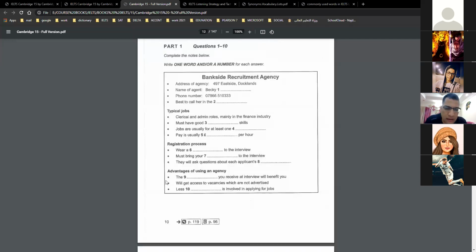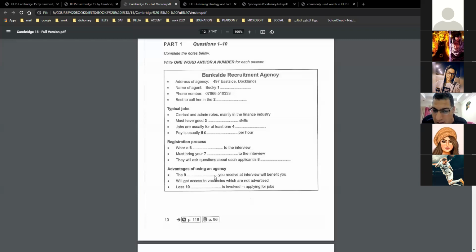Next, number nine. The space you receive at the interview will benefit you. Document. Information, excellent. What's your name, please? Okay, information, what else? Advice. Advice, excellent, Bishoy. Give me another word for advice. Feedback. Yes, right. Advice, feedback, comment, guys. You can say comments.